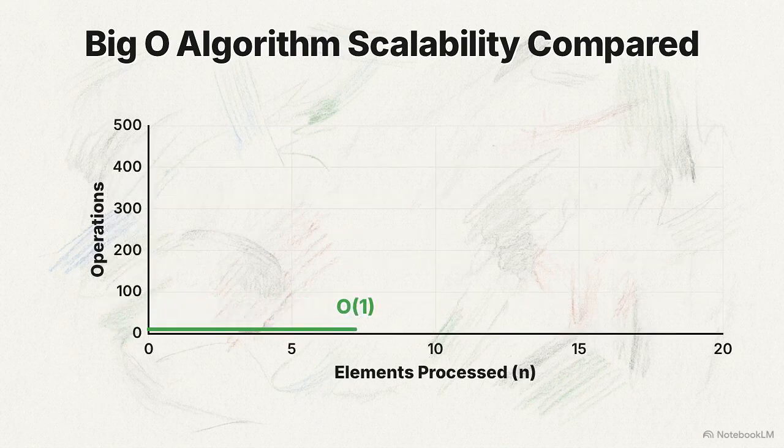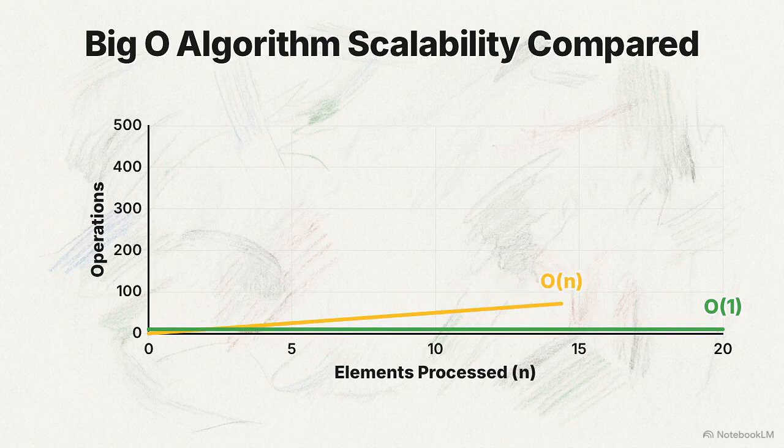This graph charts the number of operations against the number of elements processed. That flat green line represents O of 1, or constant time, meaning the operation takes the same amount of time no matter how large the data gets. Next, the diagonal yellow line shows O of n, or linear time, where operations increase steadily with the data.